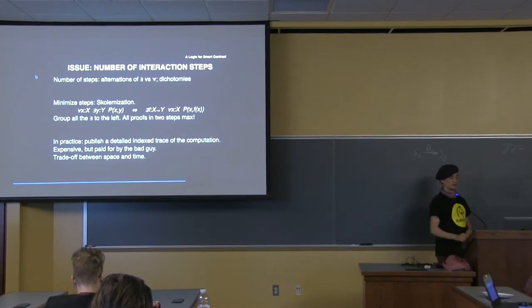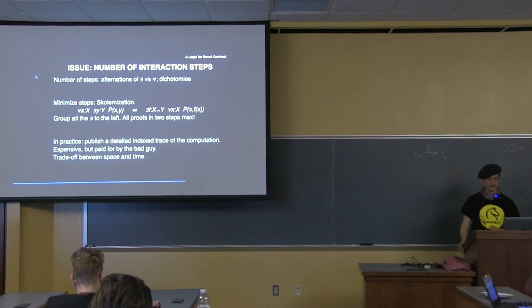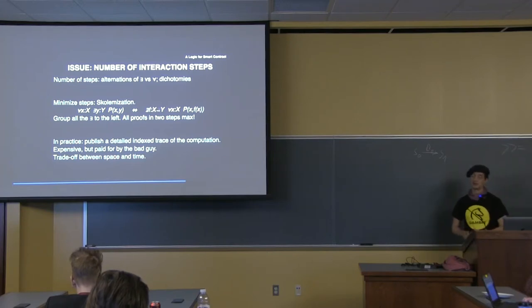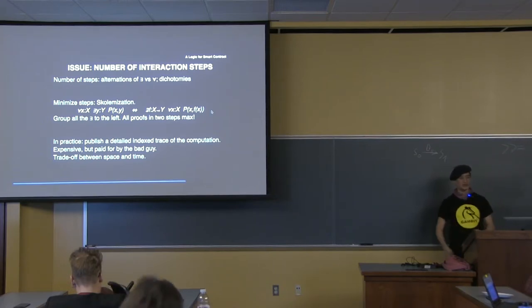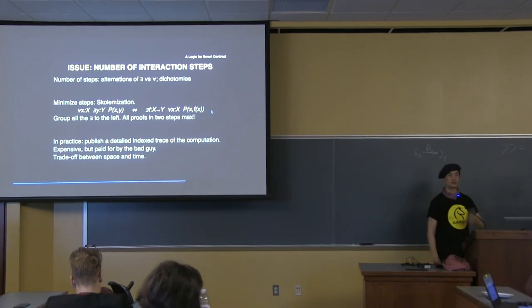And how do you transform a for all exist to exist for all? You use this formula here. For all x in big X, there exists a small y in big Y such that p of xy is equivalent to there exists an f from x to y that computes. So it's a table that says, whatever you would challenge me to, here's my answer. And then for all, there is an S, which is for all x, p of x, f of x. I group all the exists, and I have all my proofs in two steps max. Two steps!